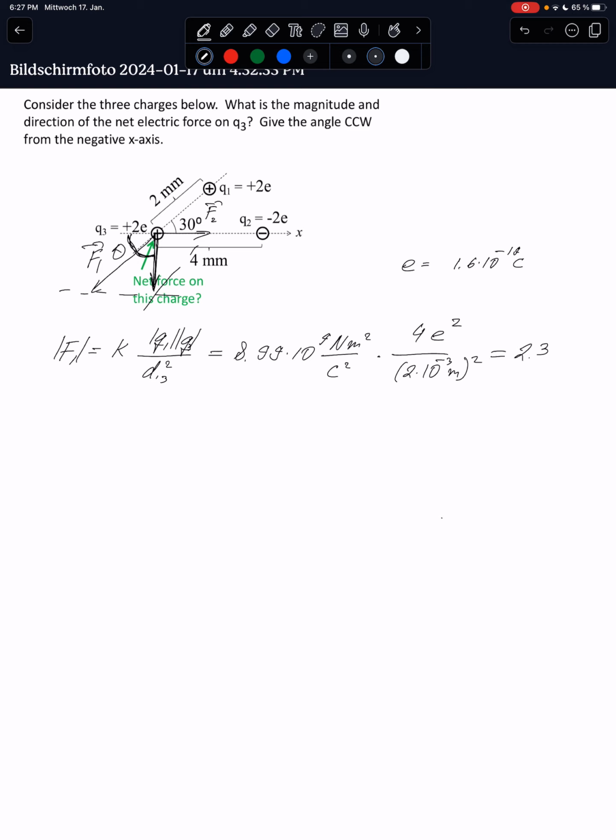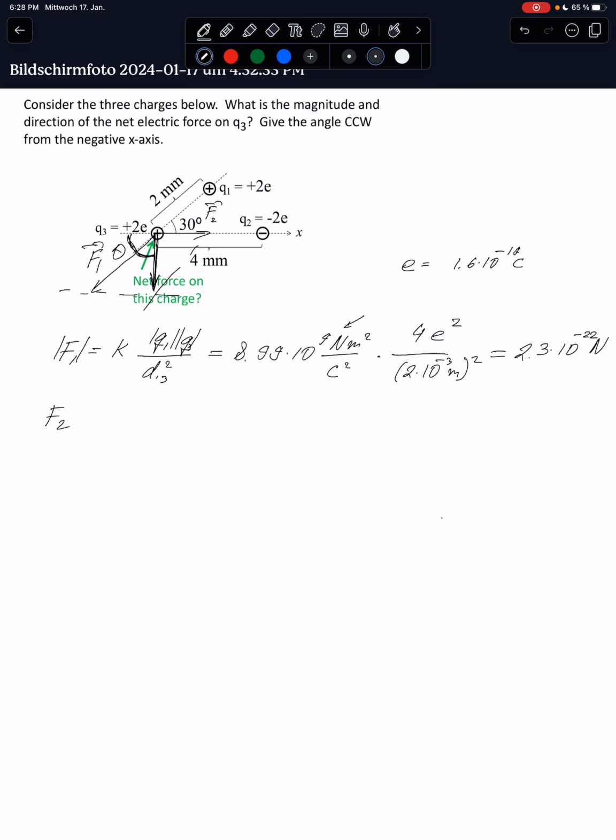Substituting the numbers and computing the result, we will obtain 2.3 times 10 to the negative 22 Newton. You can check that it's actually Newtons: meter squared cancels out in this equation, Coulomb squared cancels out, and the only unit you will end up with is Newton.